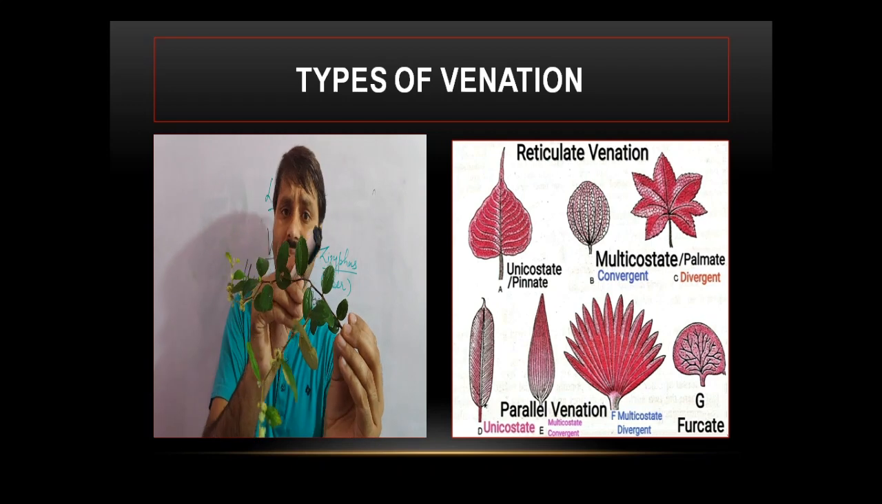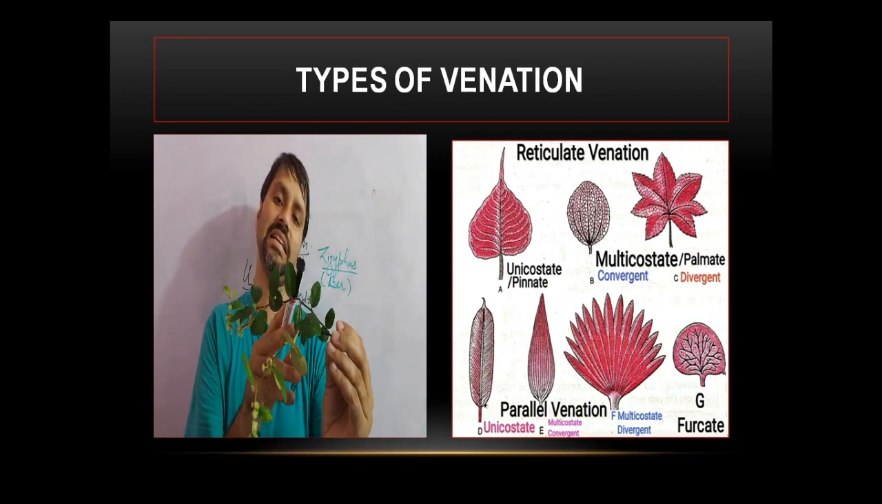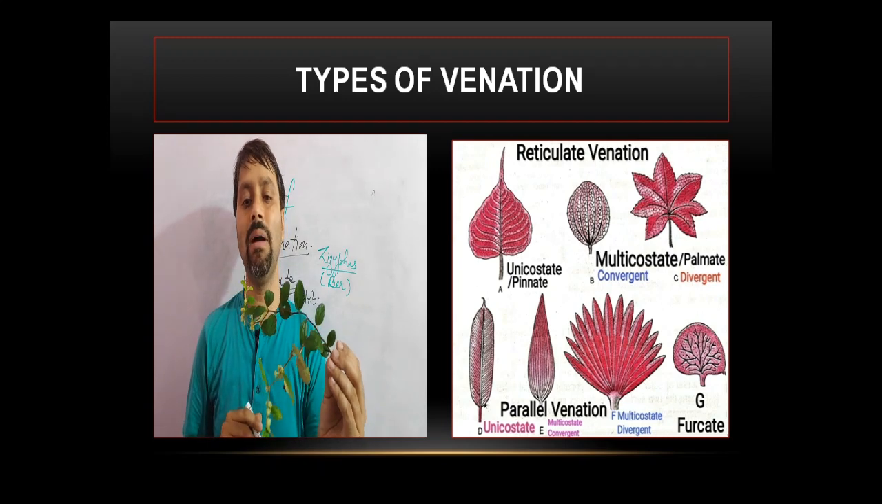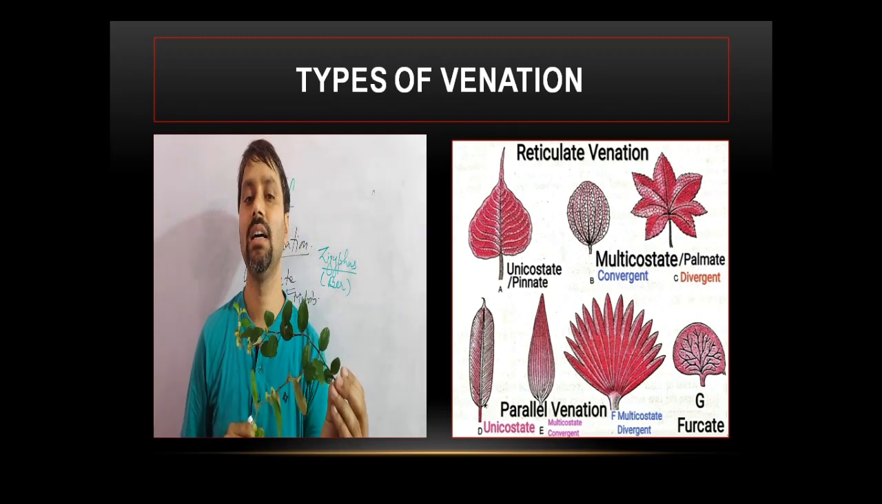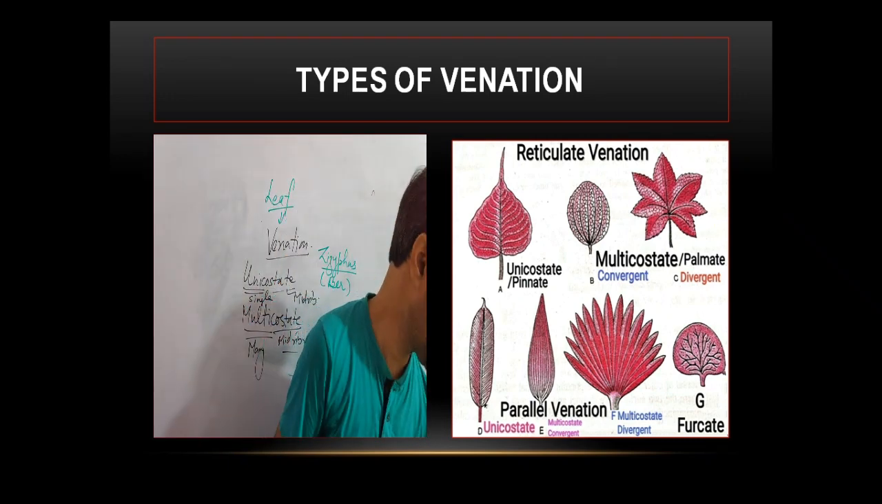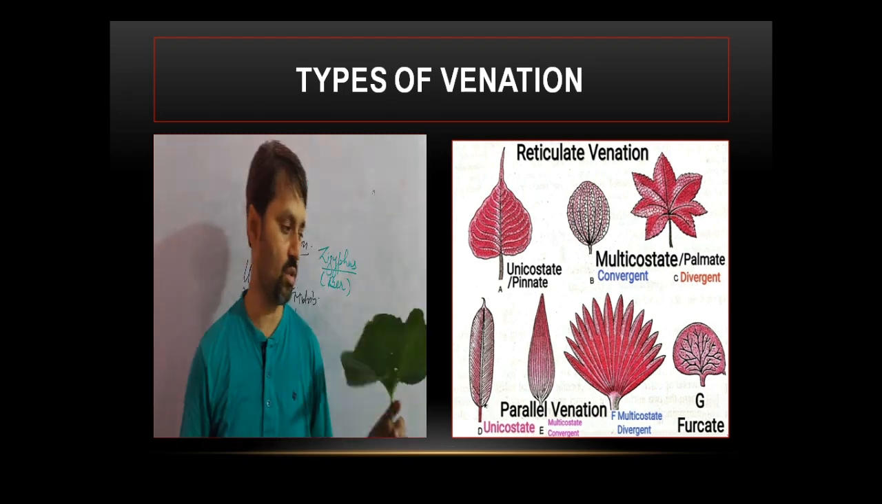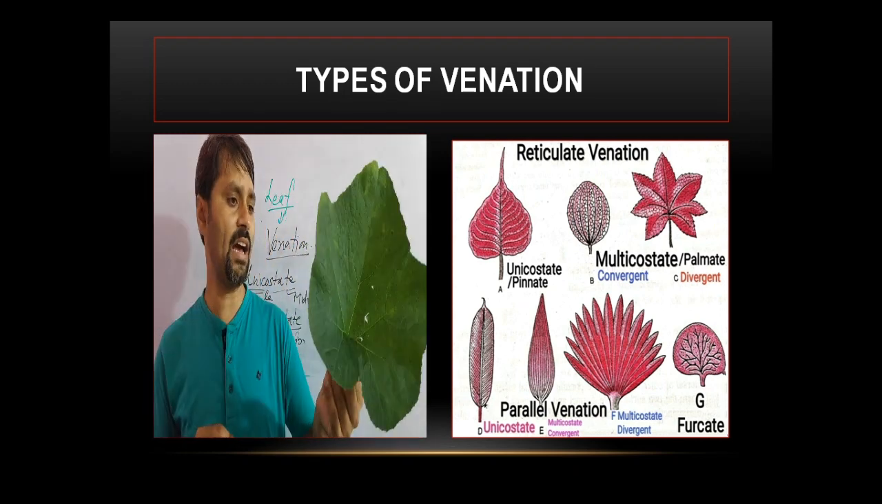वो converge हो रही है बेटा, देखो मिल रही है वो, देखिए आप. For that reason these are called the multicostate convergent type of the reticulate venation. One more. It's in Cucurbita. See in Cucurbita. What is there?